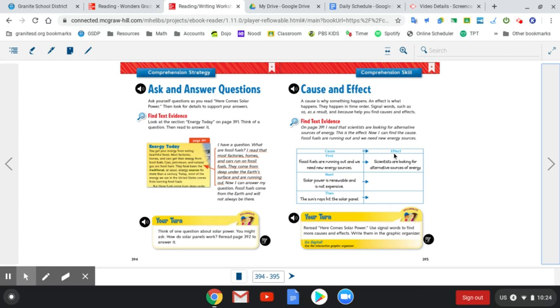Cause and effect. We'll be reading more stories about that. So cause is what happens first, and then the effect is what happens next, and then next, and next, and next, and so on. All right. Have fun reading.